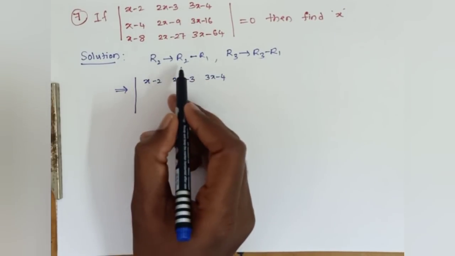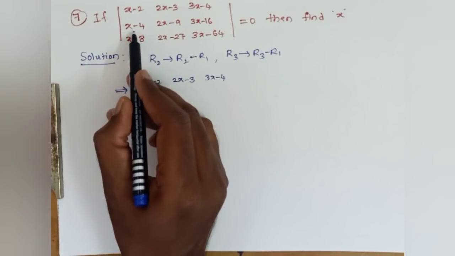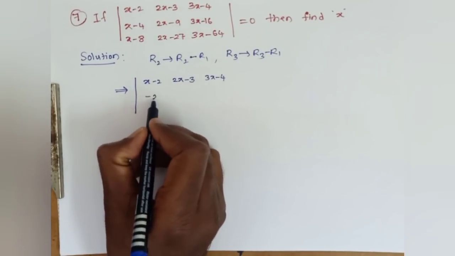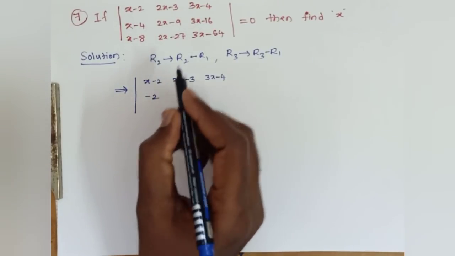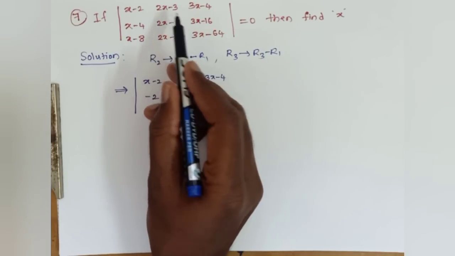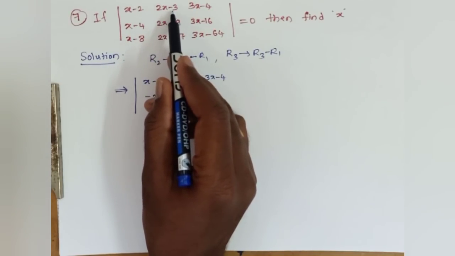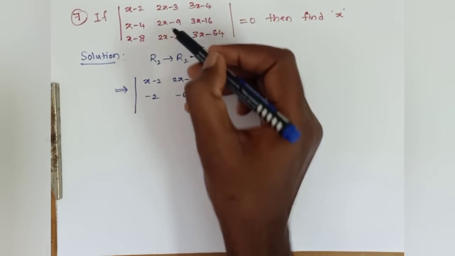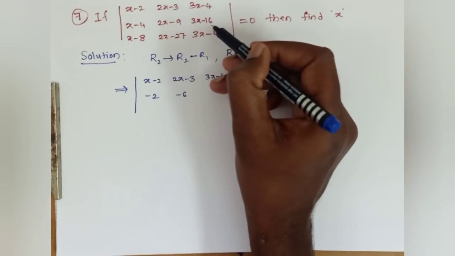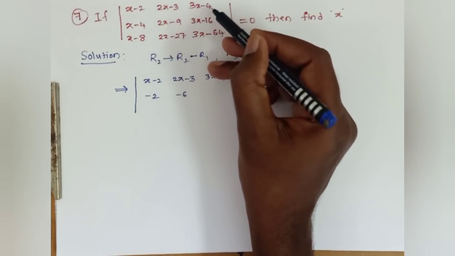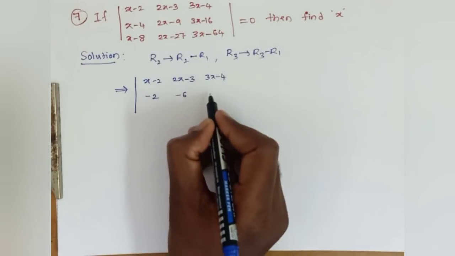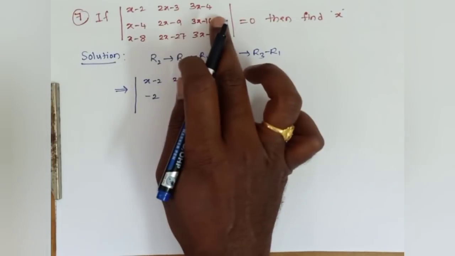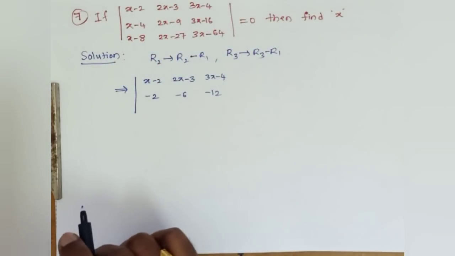Now, what has changed: x minus 4 minus x plus 2, that is minus 2. And here it is 2x minus 9 minus 2x, that is plus 3, so that it is minus 6. This minus this. The same way 3x minus 16 minus 3x, and so it is plus 4, so that it is minus 12. Got it? These elements minus these elements, corresponding elements.